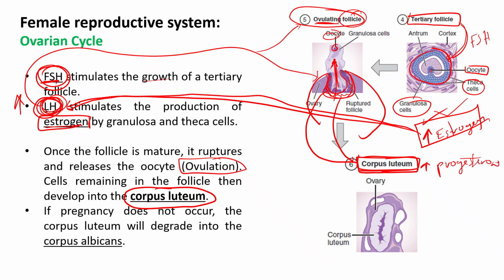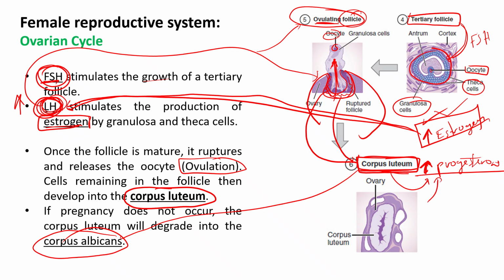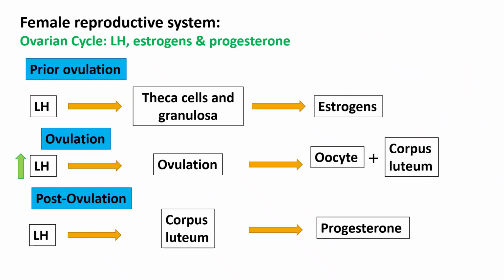Progesterone will stay high until the egg is fertilized by a sperm. If the egg is not fertilized, the corpus luteum will decay or degrade to corpus albicans, and then eventually menstruation will occur. If pregnancy occurs, the corpus luteum will keep producing progesterone until the placenta of the baby takes over the production of progesterone. So this is what happens with the hormone LH.